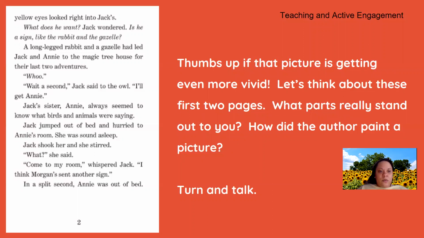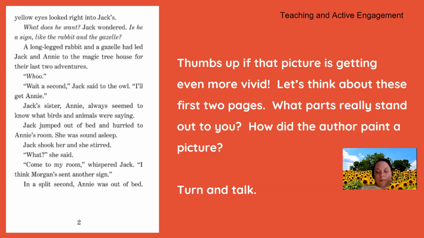Its large yellow eyes looked right into Jack's. What does he want? Jack wondered. Is he a sign like the rabbit and the gazelle? A long-legged rabbit and a gazelle had led Jack and Annie to the magic treehouse for their last 2 adventures. Whoo! Wait a second, Jack said to the owl. I'll get Annie. Jack's sister Annie always seemed to know what birds and animals were saying. Jack jumped out of the bed and hurried to Annie's room. She was sound asleep. Jack shook her and she stirred. What? She said. Come to my room, whispered Jack. I think Morgan sent another sign. In a split second, Annie was out of bed.